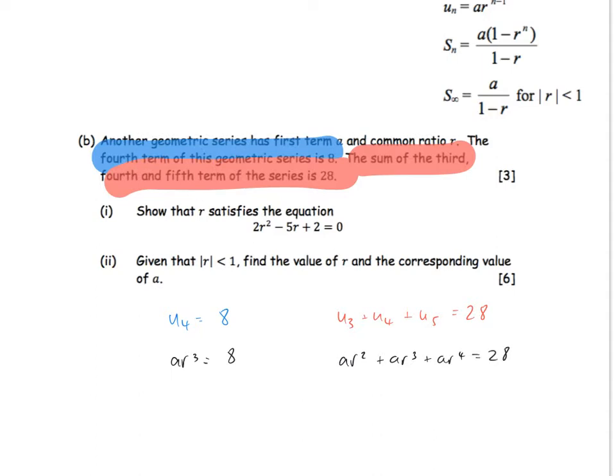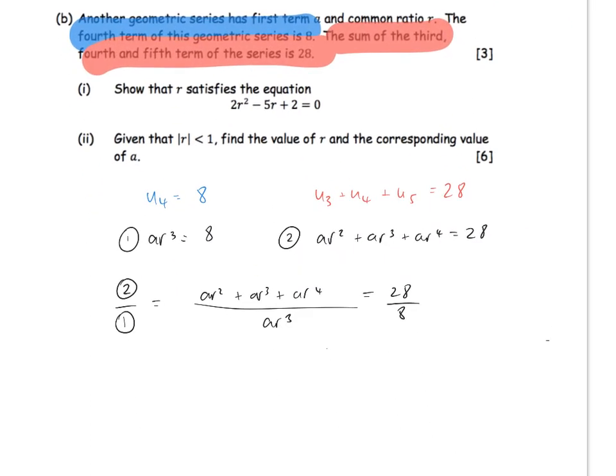Now my initial thought when I first looked at this question was, oh, I can sub in 8 for that and then do some working around with that. But there's actually a better way to solve geometrics, and the best way is division, because the geometric is going up in multipliers, and the best way to cancel them out is through division. So we tend to get the biggest powers up on top, so we're going to do equation 2 divided by equation 1. That's going to give me ar squared plus ar cubed plus ar to the 4 equals 28, and we're going to divide that by ar cubed equals 8.